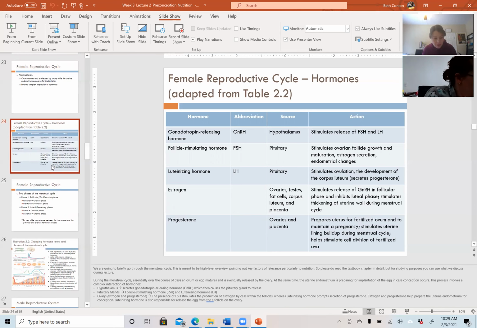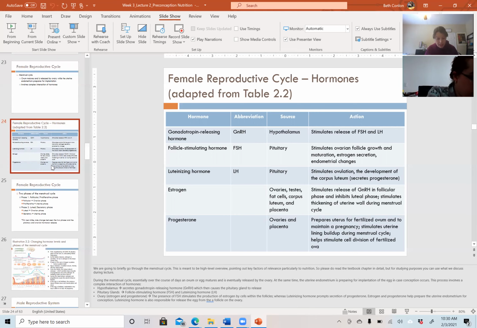So do know the hormone name. I would be able to recognize the abbreviations, at least the source. So know that, for example, gonadotropin releasing hormone is released from the hypothalamus, and then know the action. The action in this case is to stimulate the release of follicle stimulating hormone and luteinizing hormone.